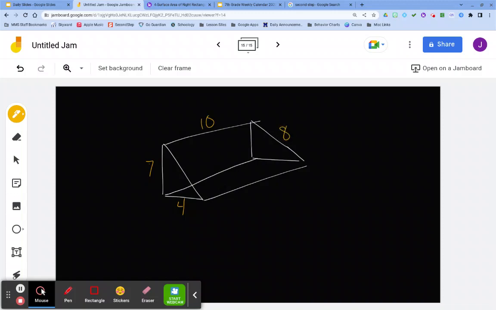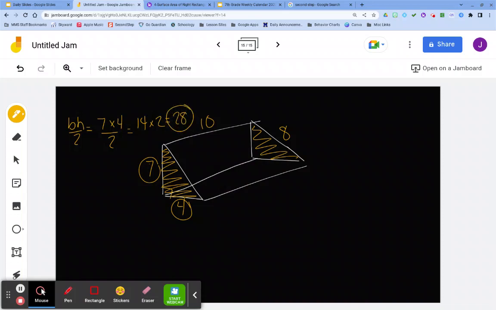Okay, so again, let's just break this apart and find the areas separately. So let's start with this front triangle right here. So since it's a triangle, base times height divided by 2. Our base and height are 7 and 4, so 7 times 4 divided by 2 is going to come out to equal 14. Now, this front triangle should be the same as the back triangle. So we can multiply that by 2 triangles. So now we have an area of 28 so far. Okay, so the 2 triangles equals 28.